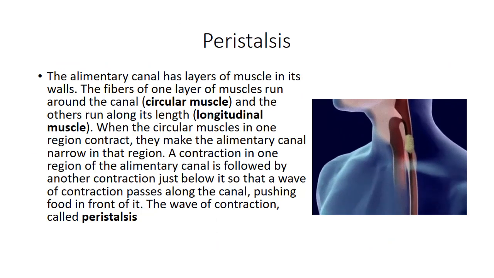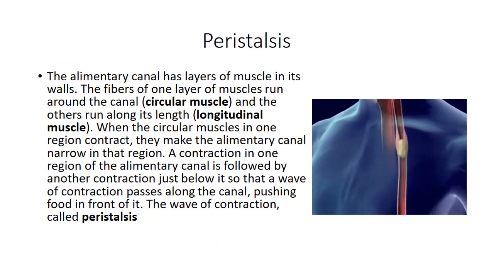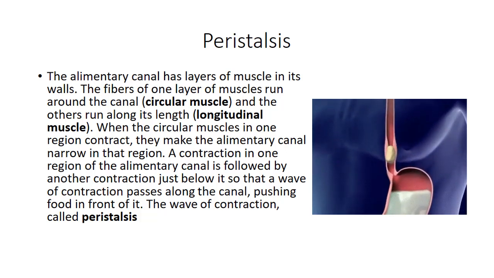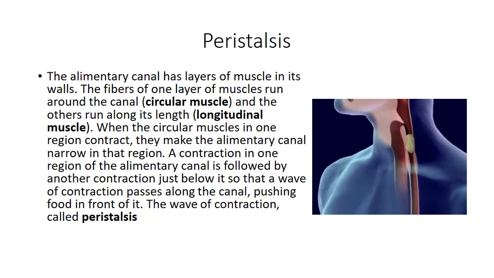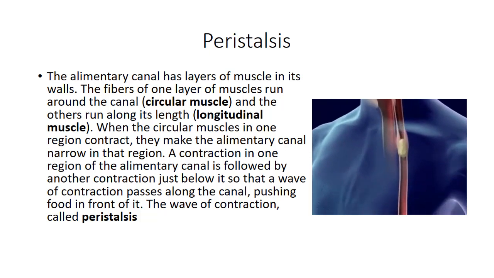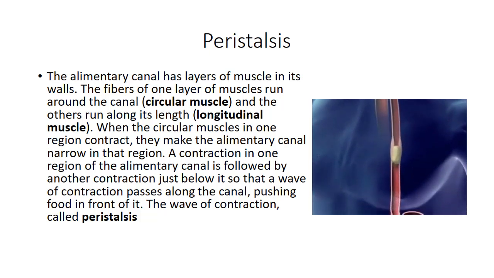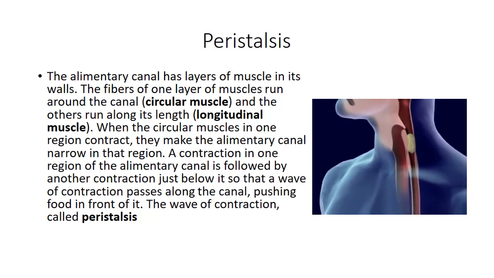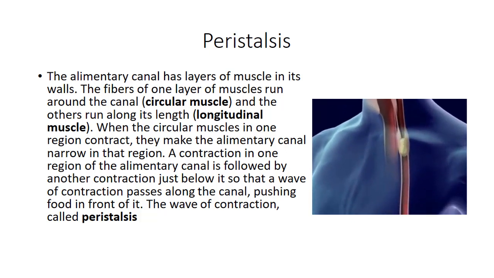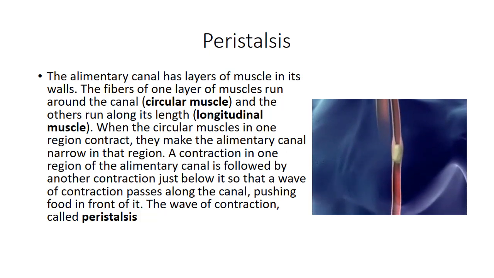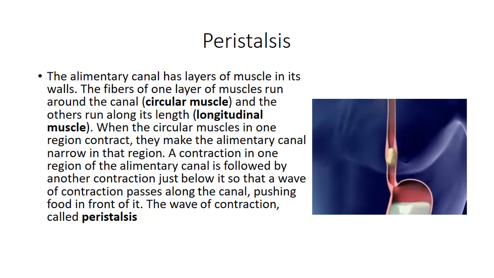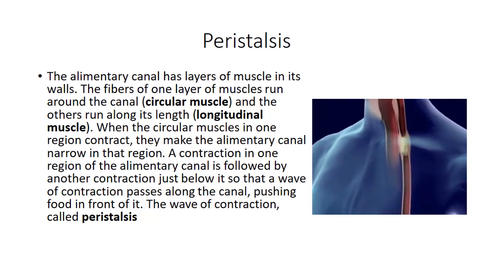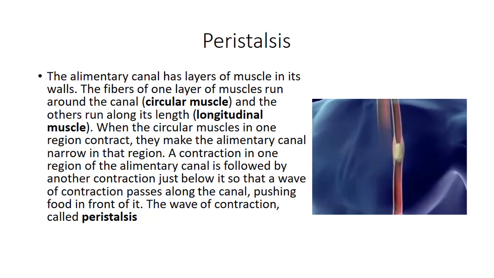Here is the peristalsis movement. As you know, our alimentary canal has layers of muscles in its walls. The fibers of one layer of muscles run around the canal, which you can call circular muscle, and the other run along it, longitudinal muscle. When the circular muscles in one region contract, they make the alimentary canal narrow in that region. A contraction in one region is followed by another contraction, as you can see in this small GIF.